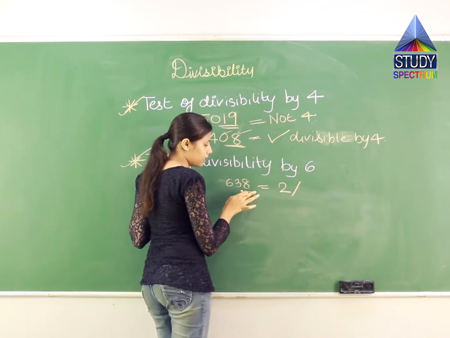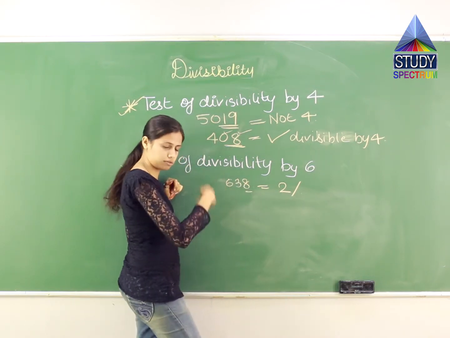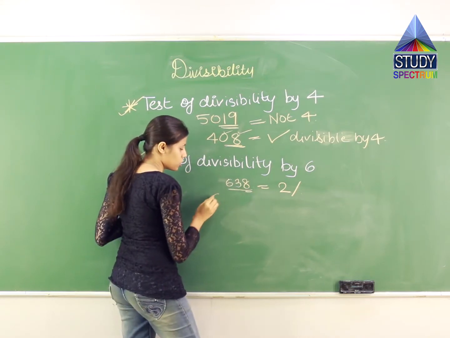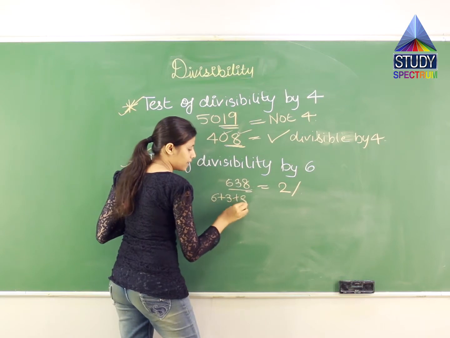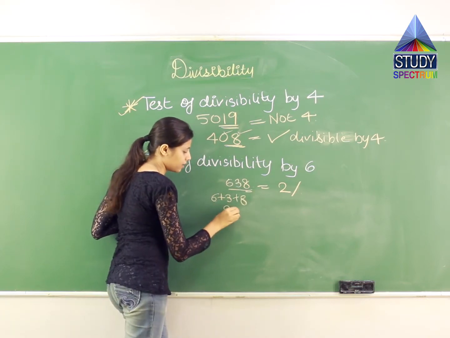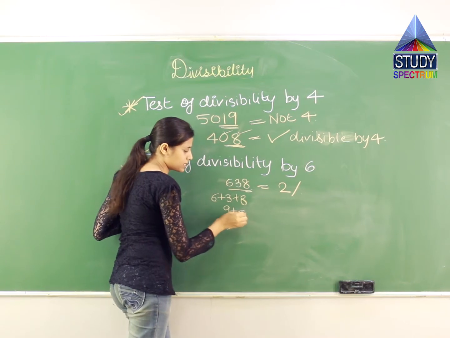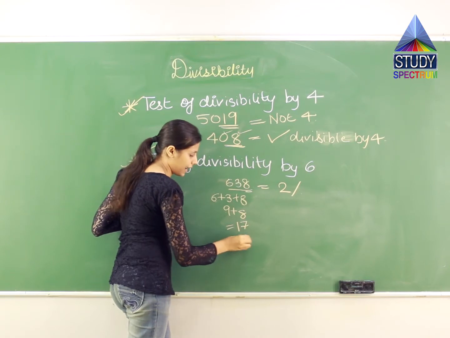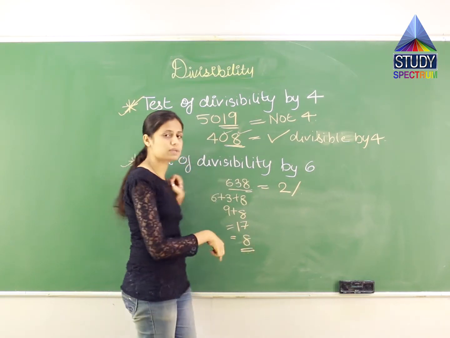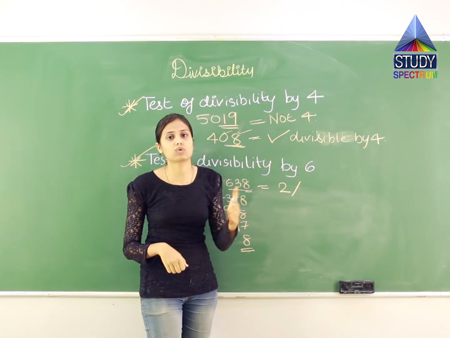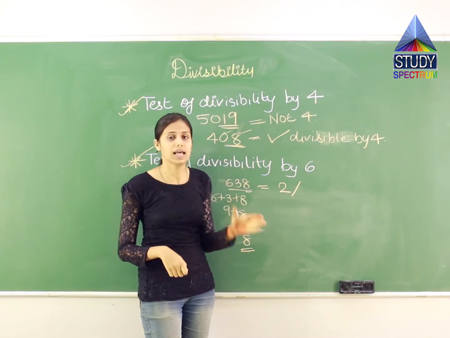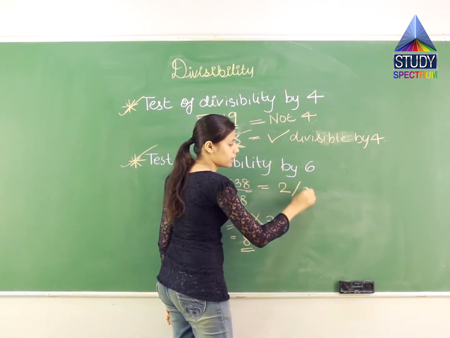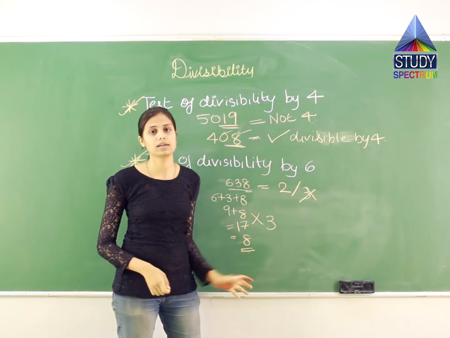Right? So tell me, for 3, what are the tests to check the divisibility of 3? Add all the digits. So 6 plus 3 plus 8. 6 plus 3 is 9, 9 plus 8. 8 plus 8 is 16 and this 1 gives me 17. 7 plus 1 gives me 8. So I have 8. Is 8 divisible by 3? 3 1s are 3, 3 2s are 6, 3 3s are 9, 3 4s are 12. I don't get 8 anywhere, right? So it is not divisible by 3, so it is not divisible by 6 also.